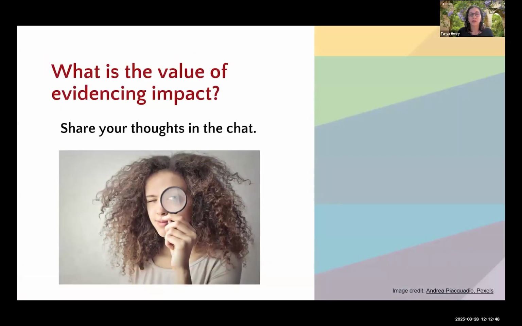So now I'd like to ask all of you a question, which is, why do you think it's important to evidence impact? And what is the benefit of doing that? So essentially, what is the value of evidencing impact as a learning designer or somebody within the third space? I know we've got some people in the room who are education designers or curriculum designers, but if you could put into chat what your thoughts are, please.